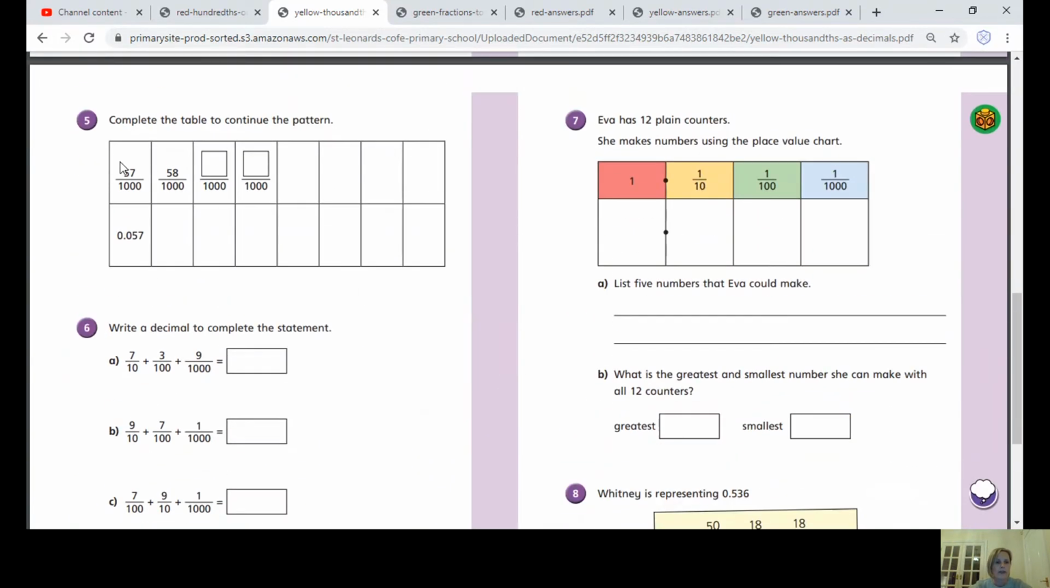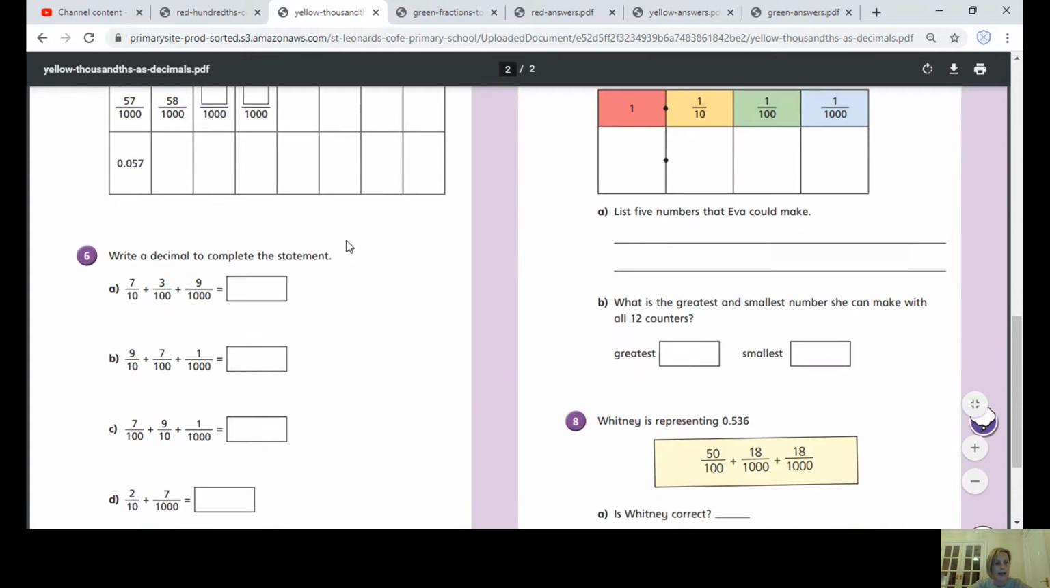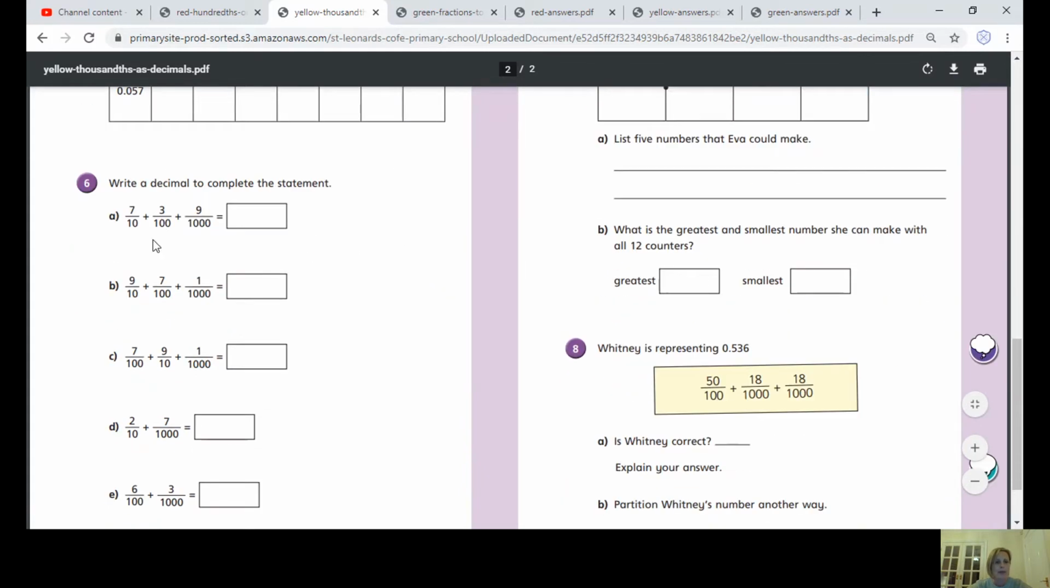Question 5, you're going to do some converting. So complete the table first of all. So I would complete all of your fractions and then convert them into decimals. It's going up in ones. Okay, pretty straightforward there.